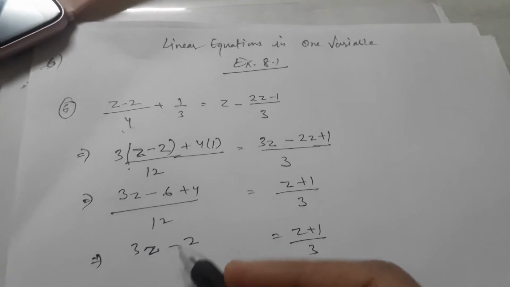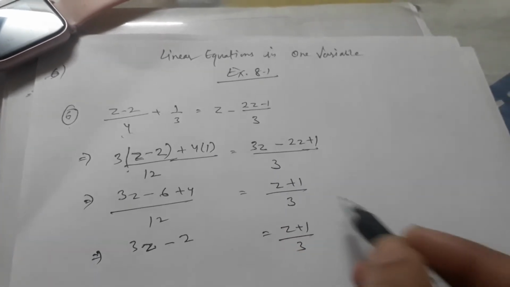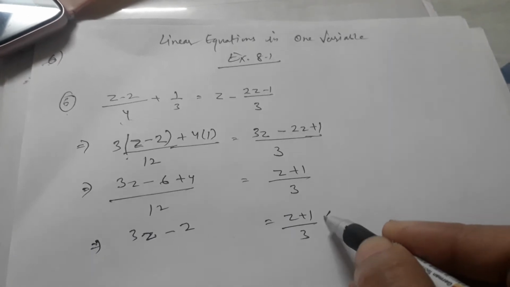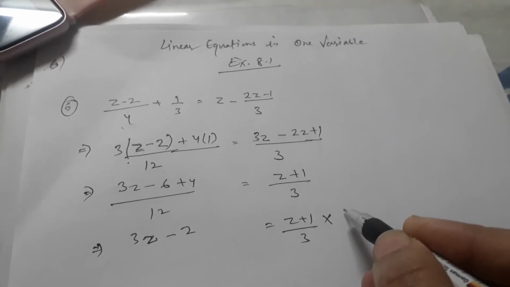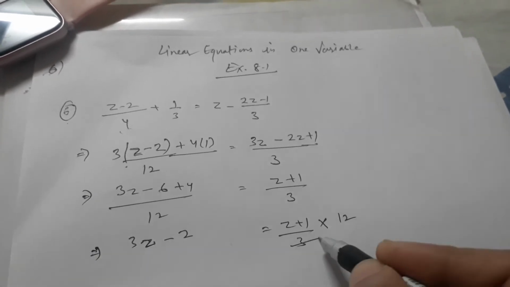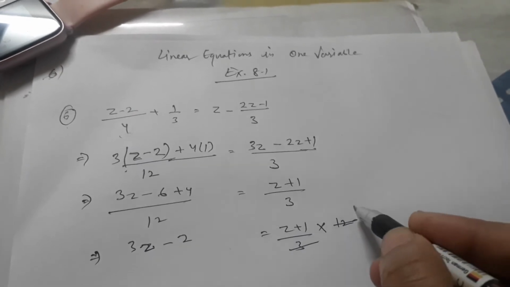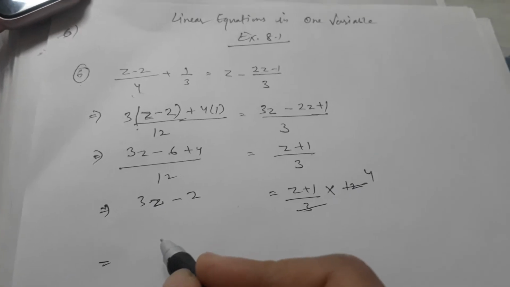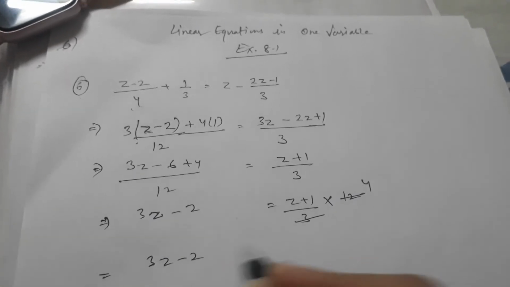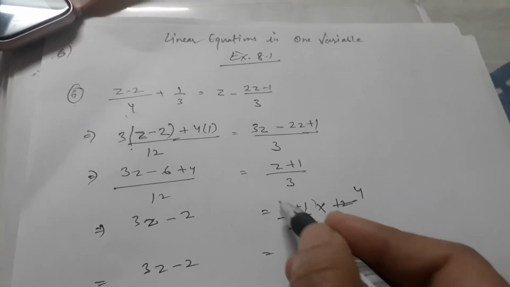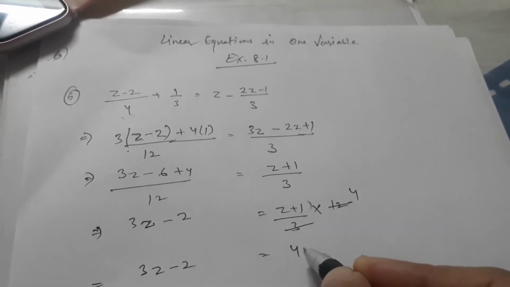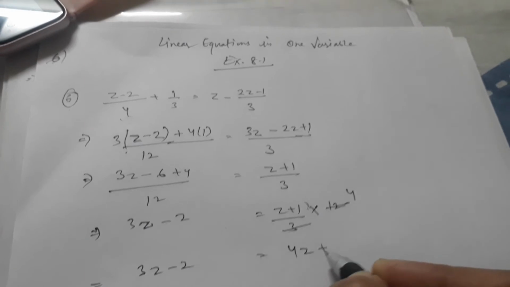Here this 12 is in division. By transposing it to the right hand side, it will come out in multiplication like this. So it will get divided: 3 ones are 3, 3 fours are 12. Now in our next step, 3z minus 2, the whole expression, will be multiplied by this 4. So it will come out as 4z plus 4.